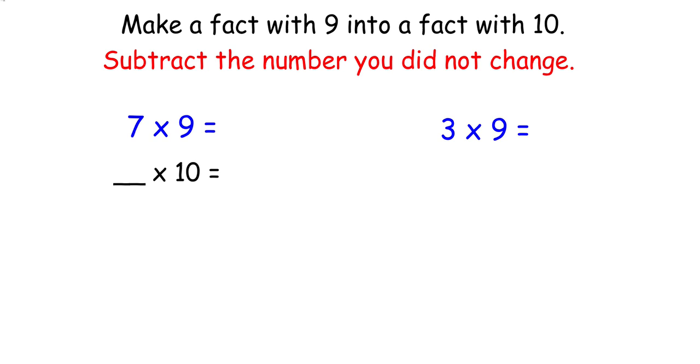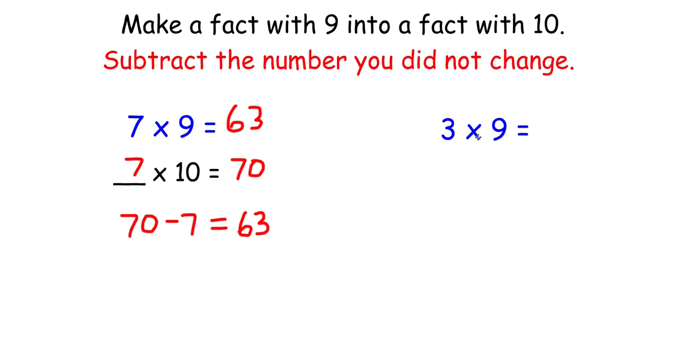So, a couple more times to practice this. Make a fact with 9 into a fact with 10 is what we're going to do. So we're changing that 9 into a 10, and subtract the number you did not change. So 7 times 9 is going to change into what times 10? Yes, we're keeping the 7, aren't we? And 7 times 10 is 70. We included one extra set of 7. So 70 minus that extra set of 7 will get us our answer of 63 for 7 times 9.